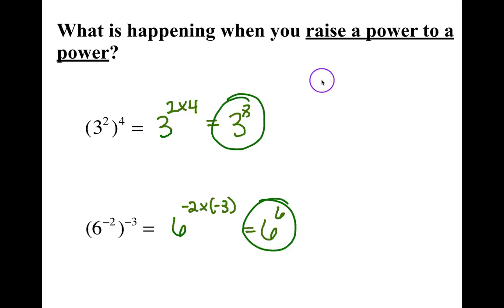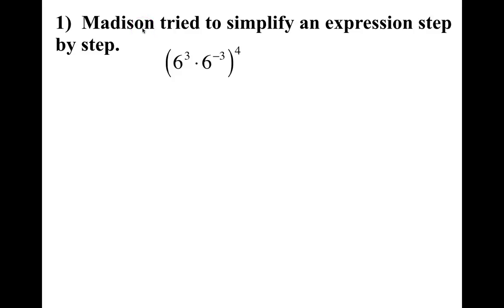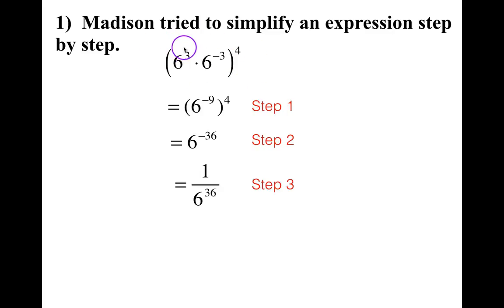Okay, so hopefully now we remember if we have bases raised to exponents, if we are multiplying, we add them. If we're dividing them, we subtract the exponents, and when we're raising a power to a power, we multiply the exponents. Now, for number 1, it says Madison tried to simplify an expression step by step. Here is the given expression, and here are the steps. Your job is to look through the steps and try to find if she made any mistakes, and if so, where did she make that mistake, in which step?